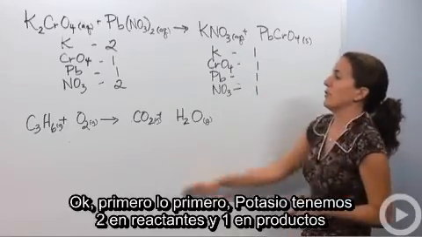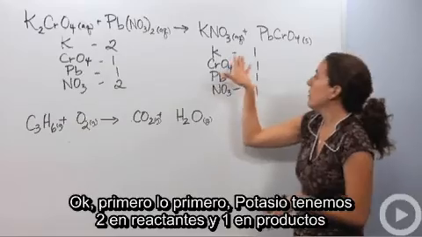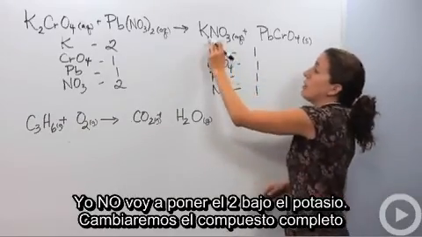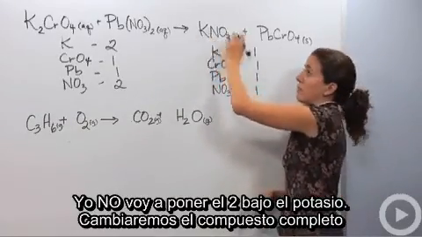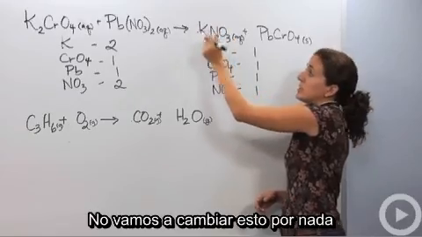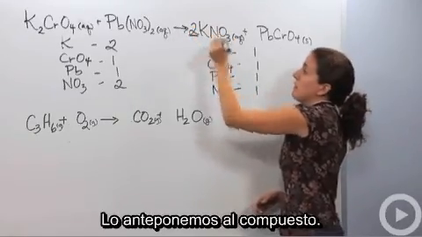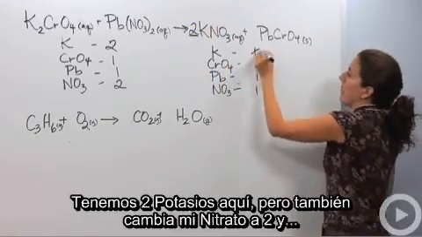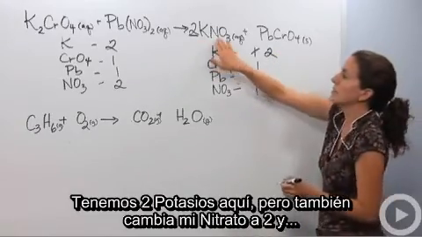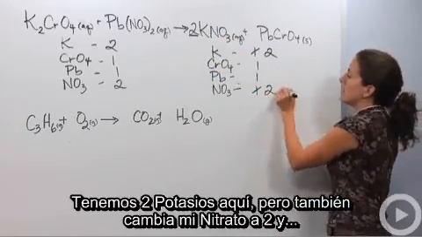Okay, so let's deal with the first one first. Potassium, we have 2 over here. We have 1 over here. I do not want to put a 2 within the compound itself. I do not want to change this at all. I want to put it in front. So I'm going to make that 2. So I'm going to now have 2 potassiums over here, but that also changes my nitrates to 2.